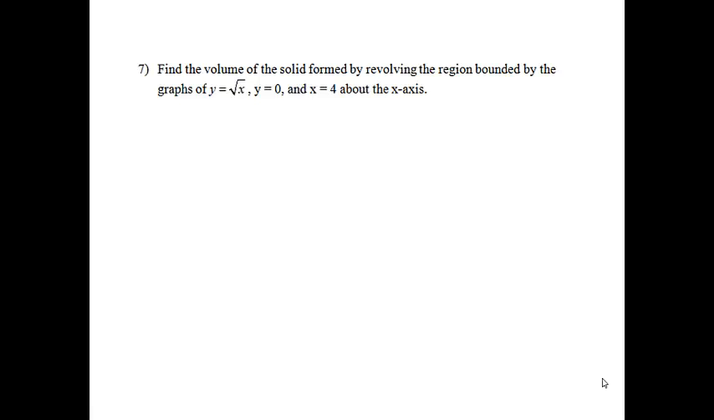Problem 7. Find the volume of the solid formed by revolving the region bounded by the graphs of y equals square root x, y equals 0, and x equals 4 about the x-axis. All right, first of all, I'm going to start off by drawing a picture again. We've got y equals the square root of x, y equals 0, and x equals 4. So it's going to be this shape right here.